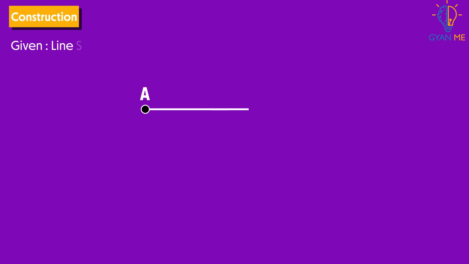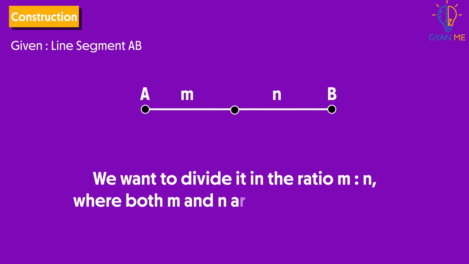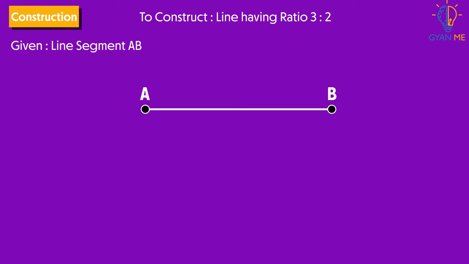Given a line segment AB, we want to divide it in the ratio m:n, where both m and n are positive integers. For the sake of understanding, let us take m equal to 3 and n equal to 2. Students, note that m and n can be any integers, not necessarily 3 and 2. So, let us see the steps of construction.